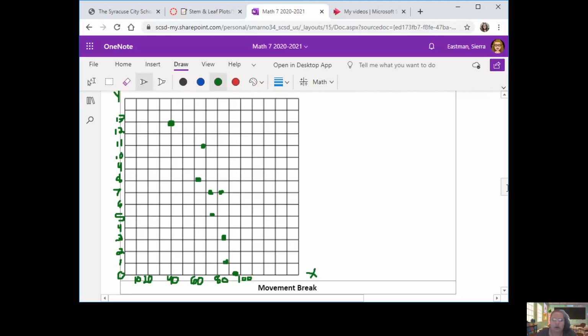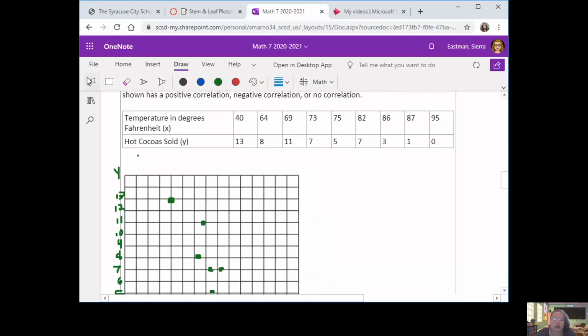Okay, it's not exactly perfect, but I could draw a pretty straight line to sort of estimate these. Okay, I'm going to say high negative. I'll type that right at the top here. That is our correlation. And then we're good.